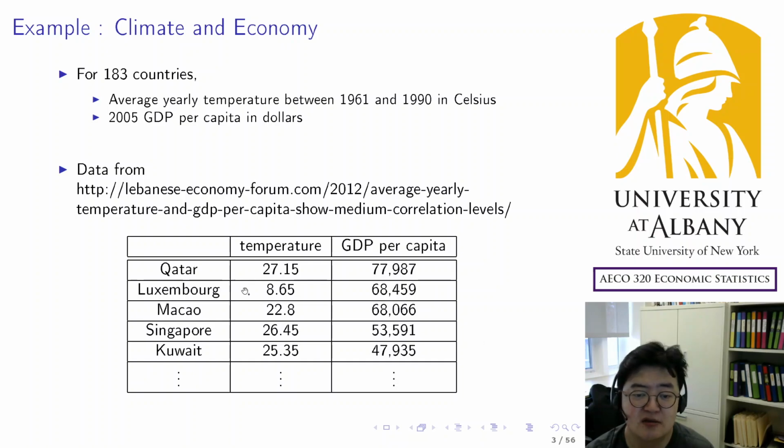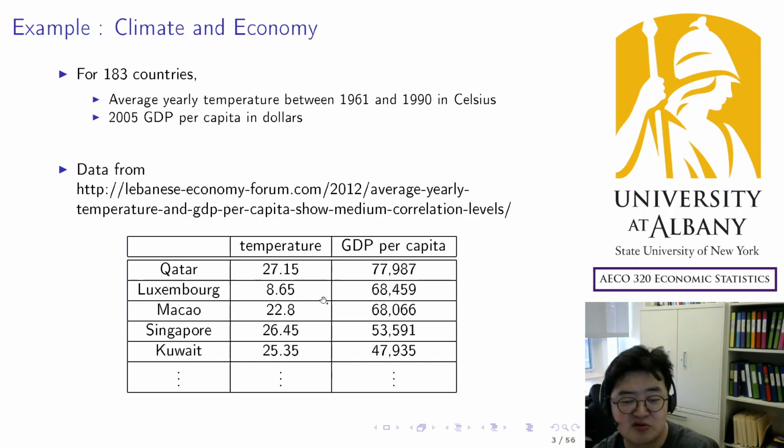So these are some observations from the data, ranging from the richest country. Qatar is the wealthiest country, and Luxembourg, Macau, Singapore, Kuwait are ranked highest in terms of their GDP per capita. And also we observe their temperature. Qatar, Macau, Singapore, Kuwait are pretty hot countries in hot climate zones. But Luxembourg is maybe the only country among these top 5 that is cooler than the others. So anyhow, are they related or not?